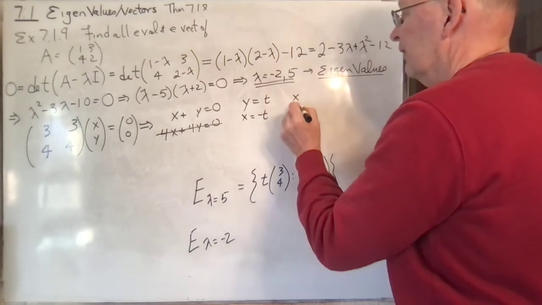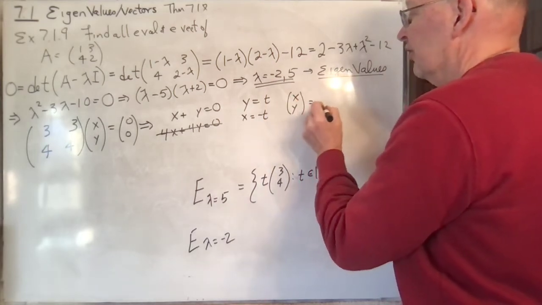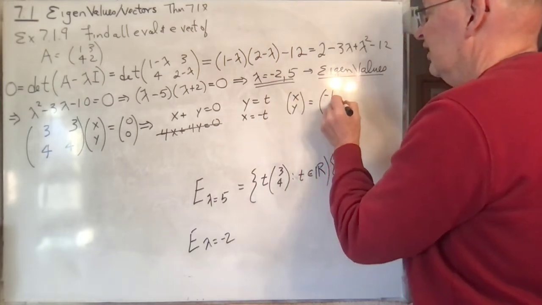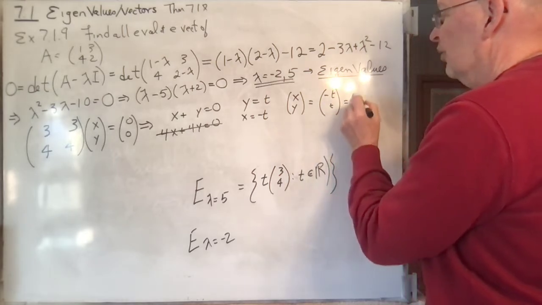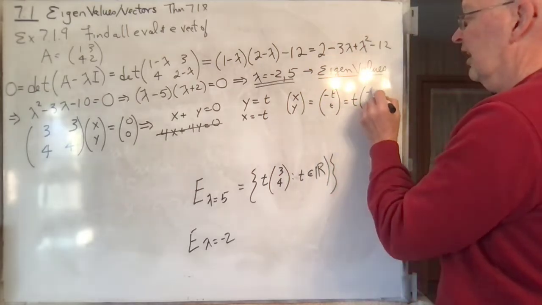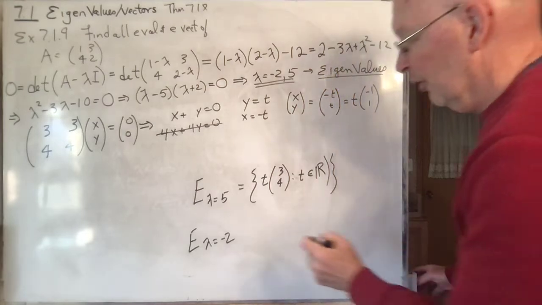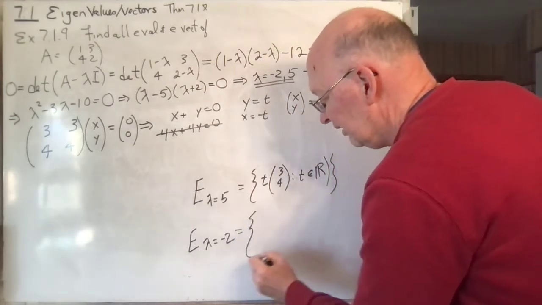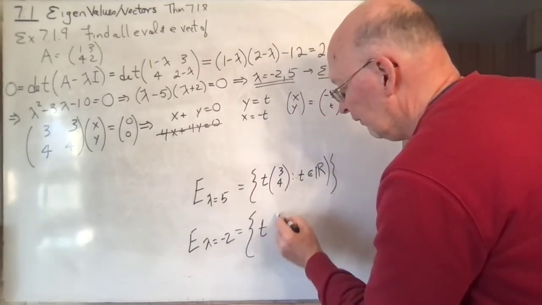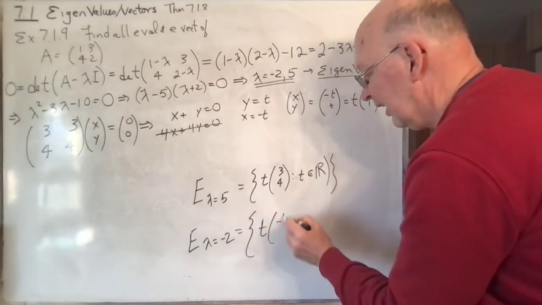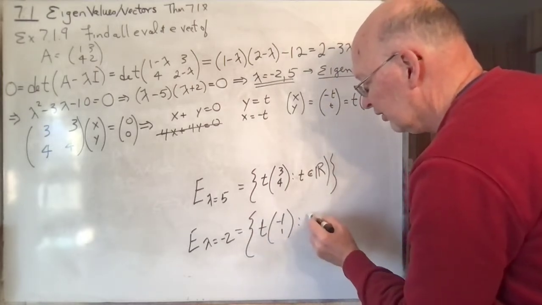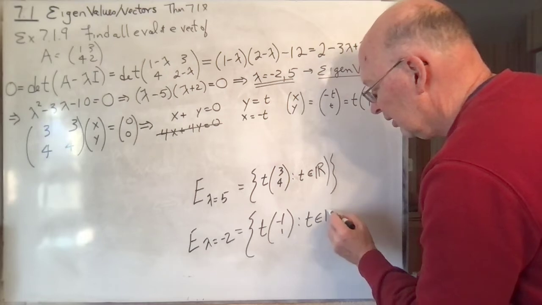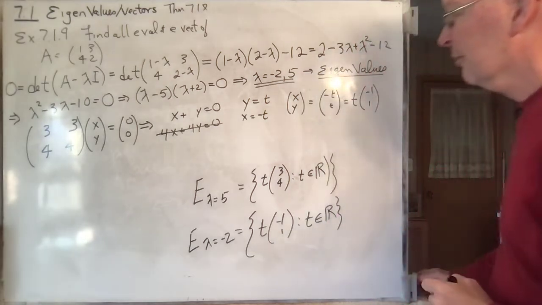And so what's your eigenvector going to be? It's going to be -t, t, which is t times (-1, 1). So this eigenspace is going to be everything of the form t times (-1, 1), where t is a real number. Okay?